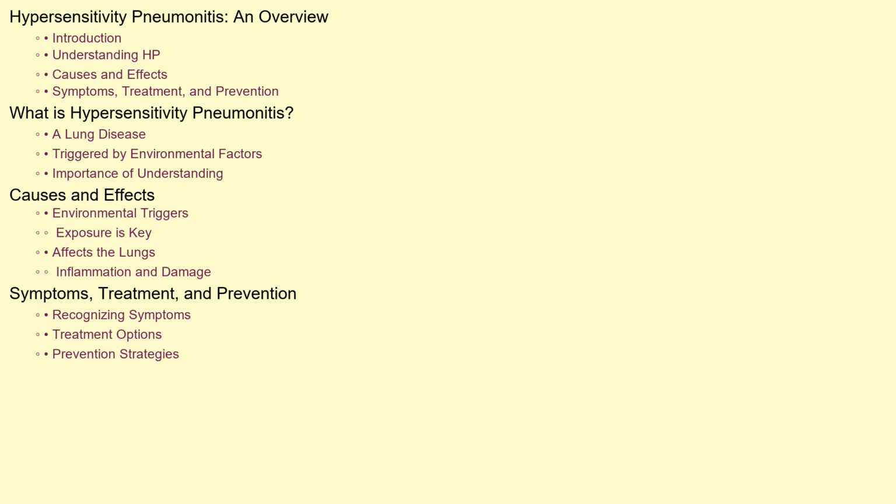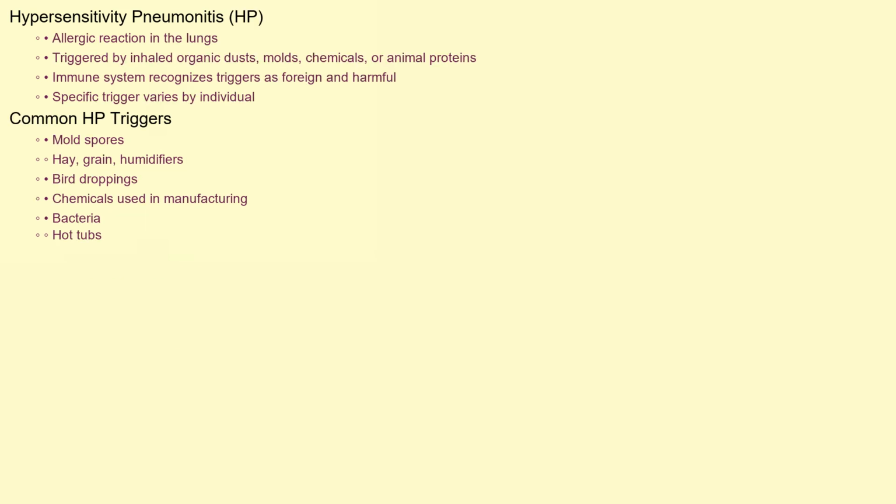So, let's get started. Hypersensitivity pneumonitis, often abbreviated as HP, is essentially an allergic reaction in your lungs. It's triggered by breathing in certain organic dusts, molds, chemicals, or even animal proteins. These aren't your everyday dust particles. They're specific substances that your immune system recognizes as foreign and harmful.